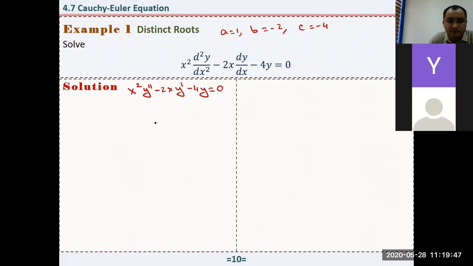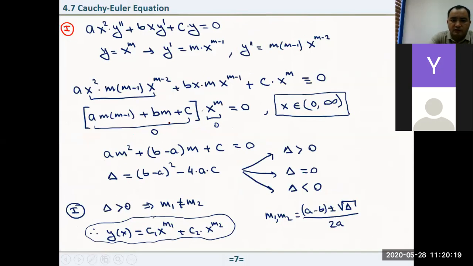It's a homogeneous equation. So the first thing we have to do, as you know, is seek the solution as x to the power m, right? When I substitute here, what do we have? We have this equation, right? This is a m squared plus b minus a m plus c is equal to 0, right? If you remember from here, what is our equation?